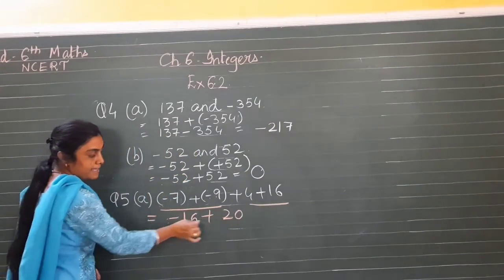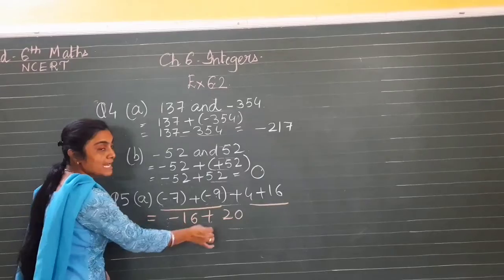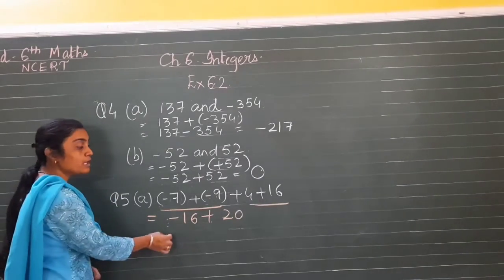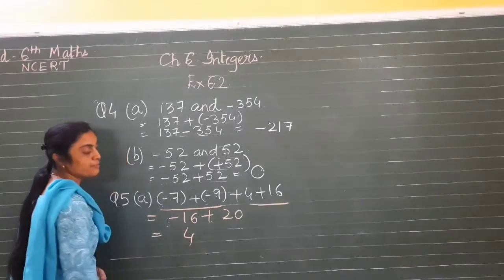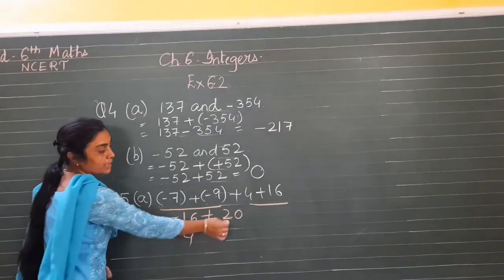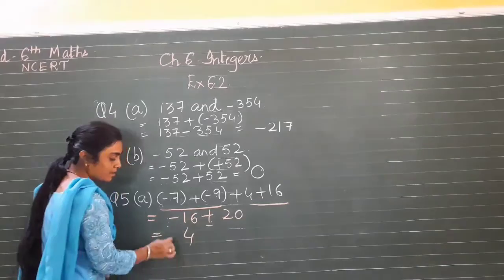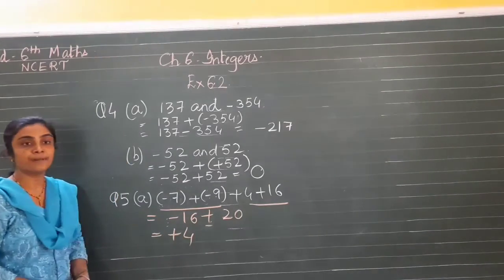Now again here is minus, here is plus. Both the signs are opposite, so according to the rule, you will subtract. If you subtract, the answer will be 4 and you will put the sign of the greater number. Here 20 is the greater number. It has a positive sign. So the answer is plus 4.